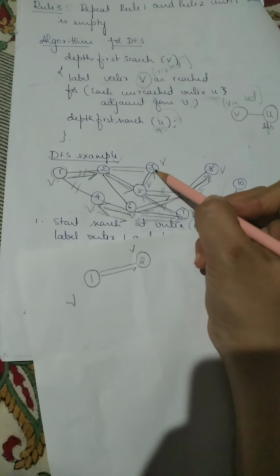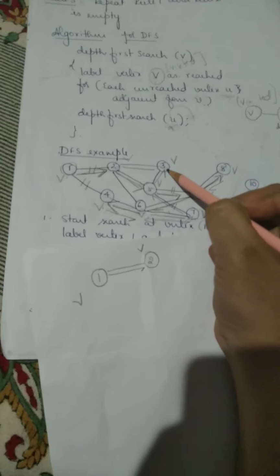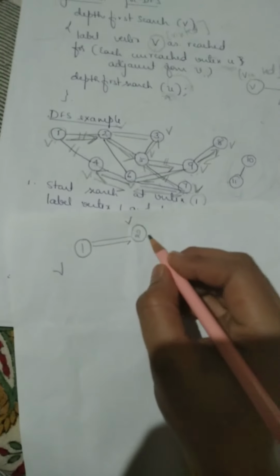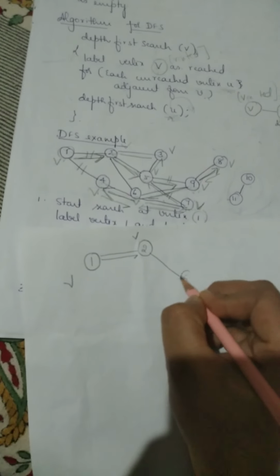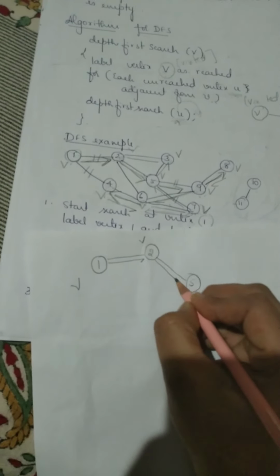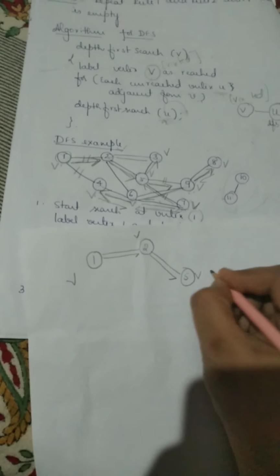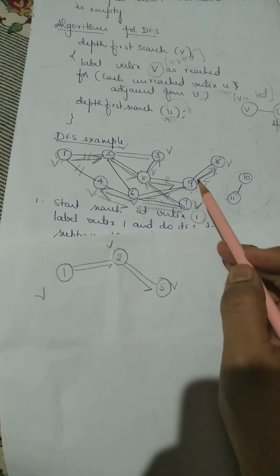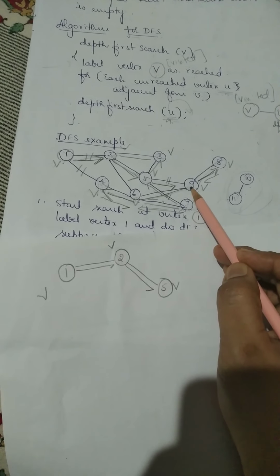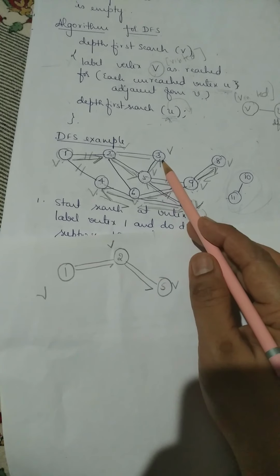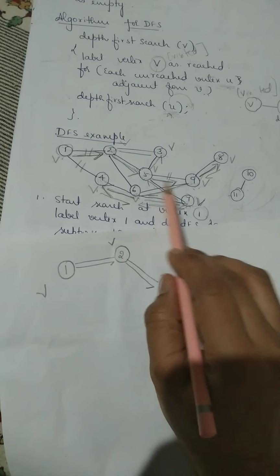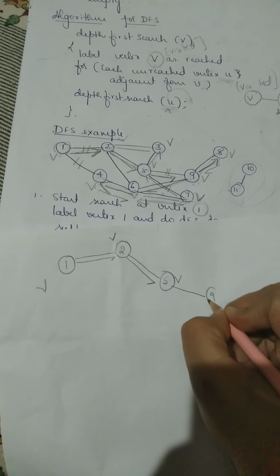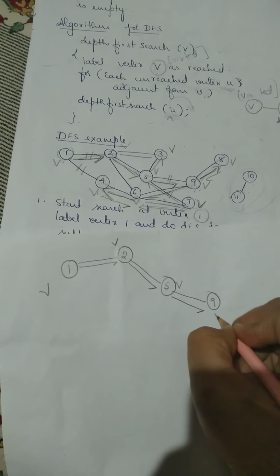From 2, how many adjacent vertices are there? 3, 5, 6. I can select only one. Here I'll select 5. Mark it as V. Next, what are the adjacent vertices from 5? 7, 9 and 3. But I'll go for 9. Now this is visited.